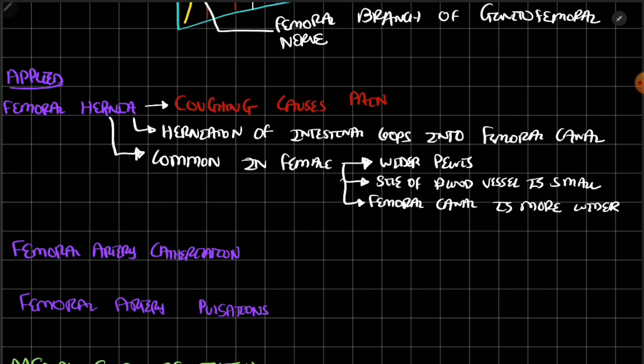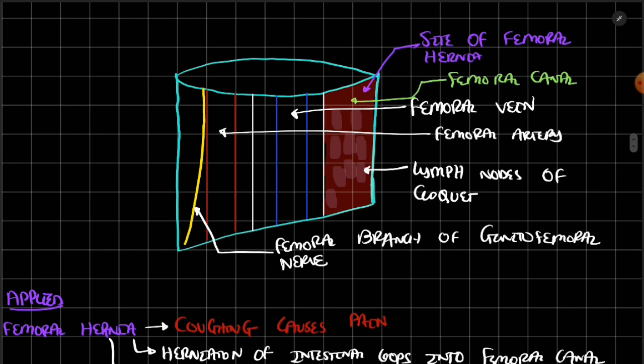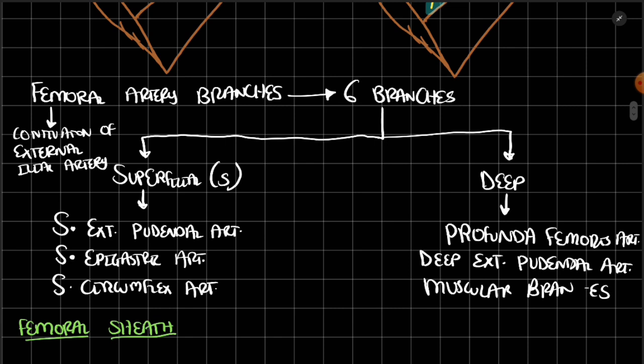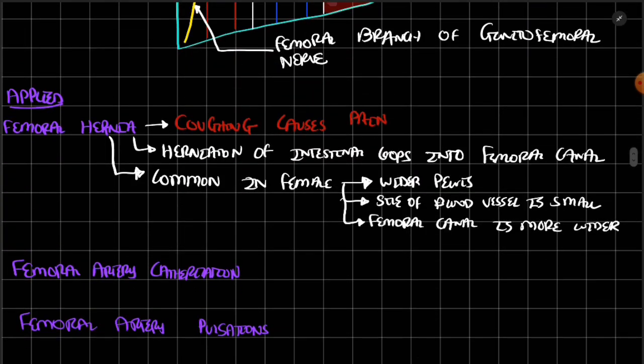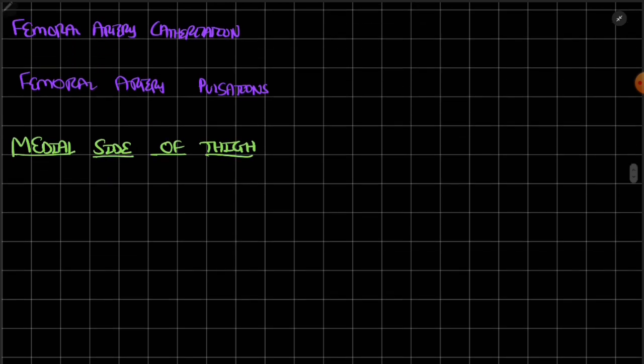Okay, this was all about the anterior compartment of thigh, and we also described the femoral triangle and the femoral sheath. We also took a short discussion on the femoral artery, its branches, and the nerve supply of the anterior compartment, which was the femoral nerve. So now coming to the medial side of thigh. It is not very important, but it consists of the adductor muscles, so it is also known as the adductor compartment.